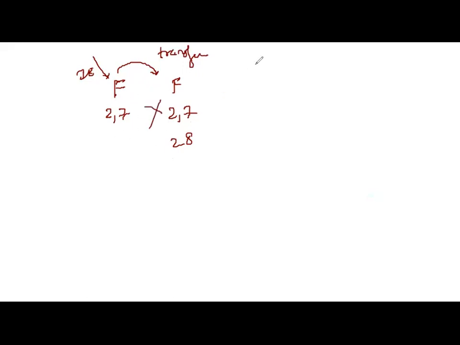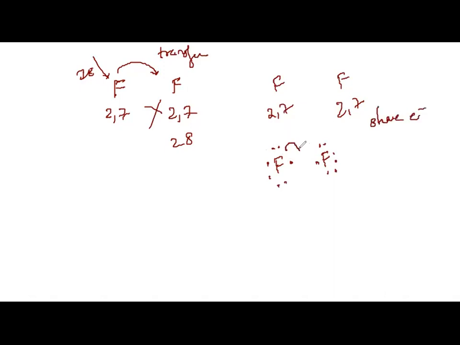In such cases, this has 2,7 configuration and this also has 2,7 configuration. Let us write the Lewis dot symbol for each of them. Fluorine has 7 valence electrons: 1, 2, 3, 4, 5, 6, 7. This fluorine also has 7 valence electrons. So instead of transferring electrons, each fluorine atom will share electrons.